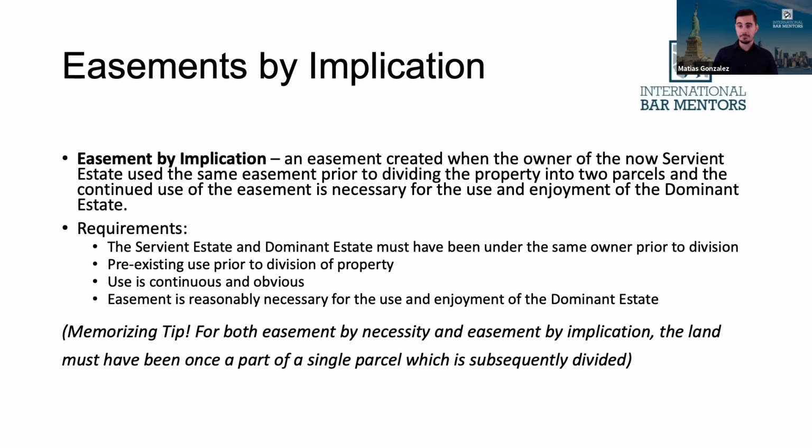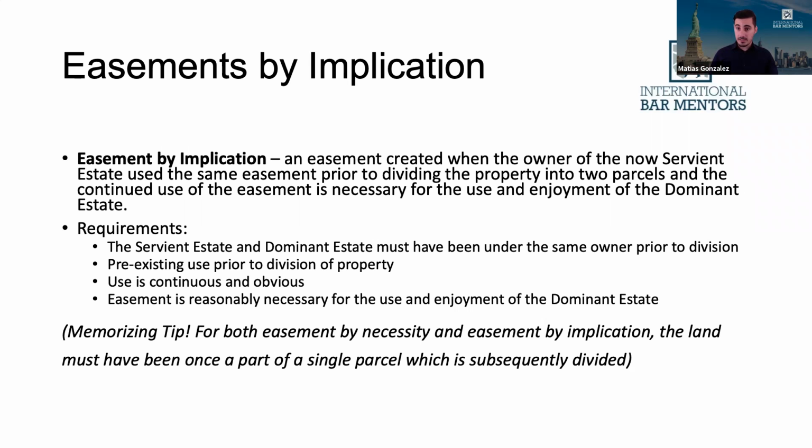So notice how necessity, it's like, well, if you can't get in or out, we'll give you an easement as long as you meet the requirements. This one, it's saying, well, as long as some of the same factors are present, such as common ownership, then as long as there's proof that there was pre-existing use prior to the property being divided and it's necessary for the use and enjoyment, and the use has been continuous and obvious, well, then we're going to say that you have an easement too. So again, keeping in mind this land utility concept.